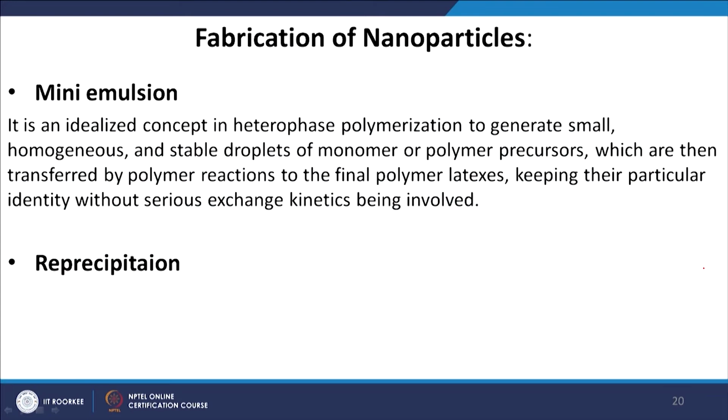Now, one of the very important techniques which has been used for fabricating organic solar cell devices is the mini emulsion technique. It is an idealized concept in heterophase polymerization to generate small, homogeneous and stable droplets of monomer or polymer precursors, which are then transferred by the polymer reactions to the finer polymer latex, keeping their particular identity without serious exchange kinetics being involved. So, this is the same concept like an oil in water emulsion.